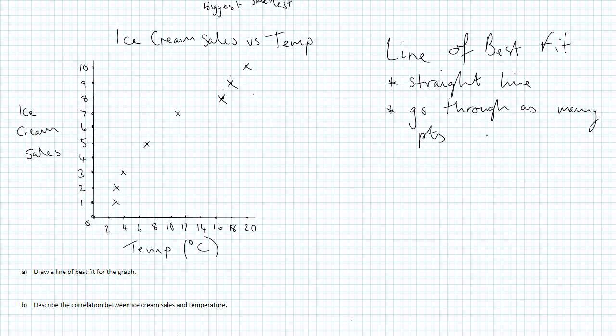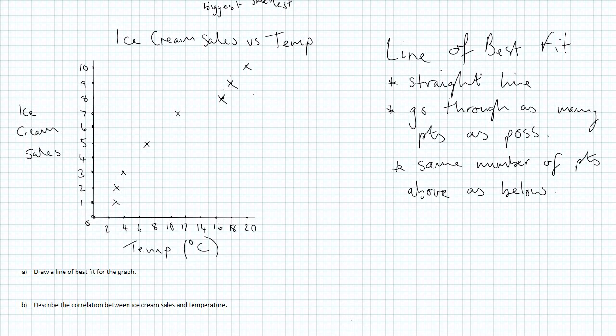Right, PTS for points, as pos for possible. Okay, and it should have, where possible, the same number of points above it as below it. So maybe I'd like to have 2 points above the line, 2 points below the line. If I've got an odd number of points, maybe I'd have 2 above and 3 below. It kind of depends on the situation, but they should never be more than 1 apart.